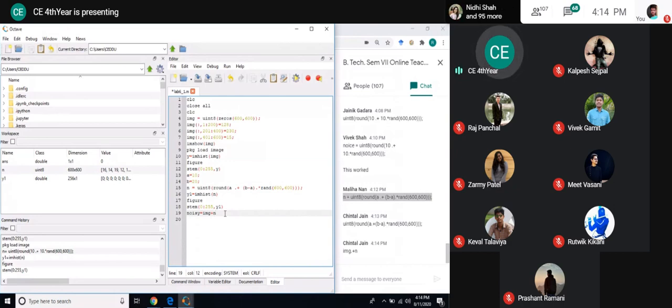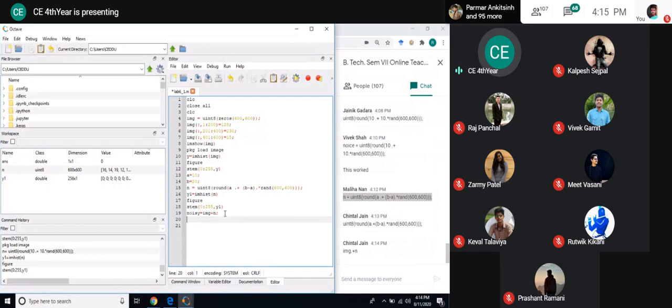If I am not using dot here, it will be fine because plus will operate element wise only. So if I'm not using dot, then also it is fine. It will be element wise addition only. But anyway, it's correct. So this is my equation. Now the noisy image is ready with me.